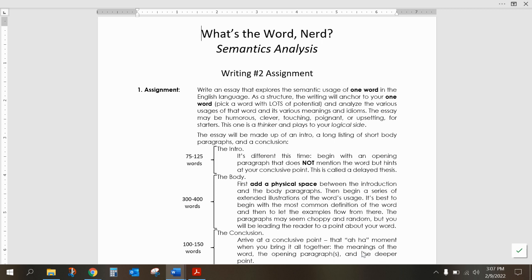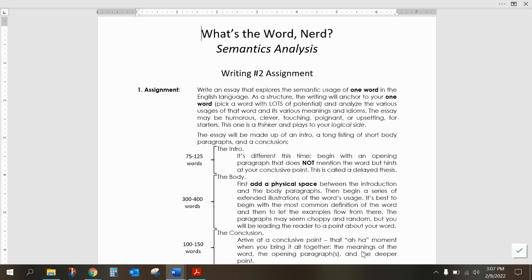So the essay may end up being really funny. It could also be very clever. It could be touching. It could be poignant. It could be upsetting. All kinds of perspectives, depending oftentimes on the word you use. Using the word hand might be very poignant, but using the word right might be more philosophical. Using the word die might be much more upsetting. Fall could also lead you to being upsetting, but actually might be more clever. You never know how it might end up, but it's definitely a thinker.